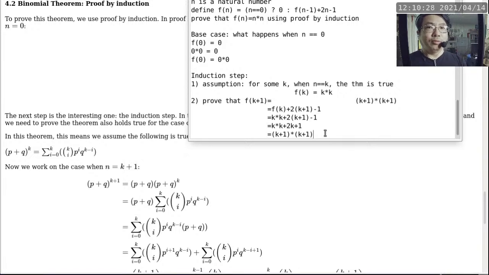Any questions related to proof by induction? Because this is our second exposure to proof by induction. Okay, well, while you guys are thinking about whether you have questions about proof by induction, let me just explain why it is important. Proof by induction is important because of recursion.